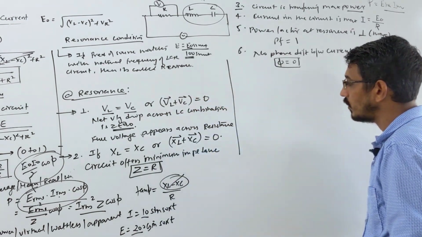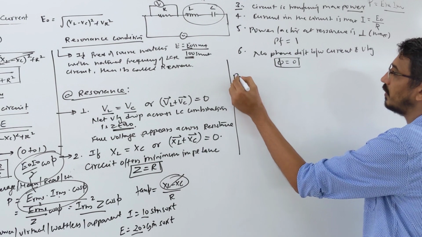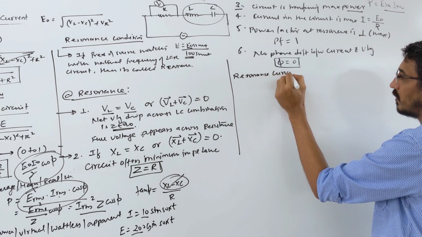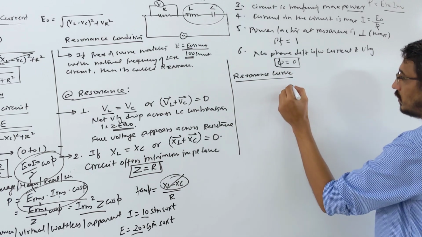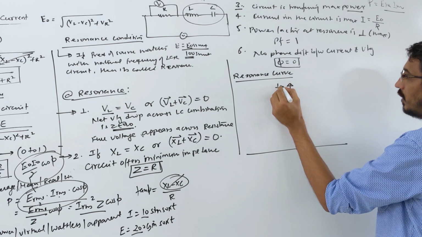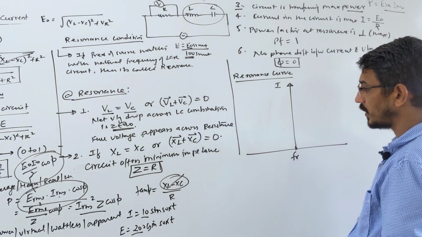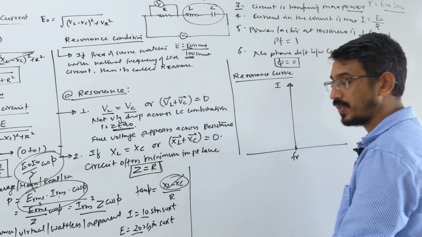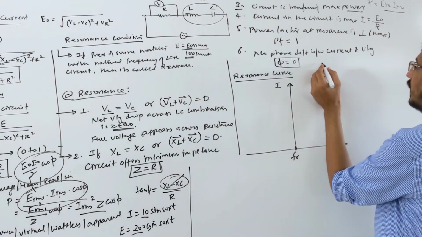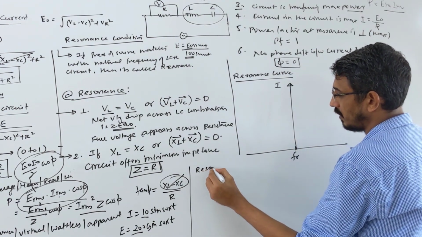Okay, so I was saying, let's draw a graph. You want to draw the resonance curve. It's a curve between your current and frequency. This is called the resonance frequency. First I forgot to tell you what the resonance frequency is. So let's find the resonance frequency, then I will draw the resonance curve. Let's write here resonance frequency first.